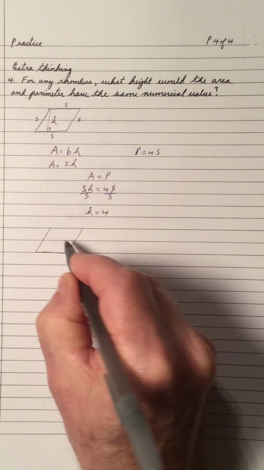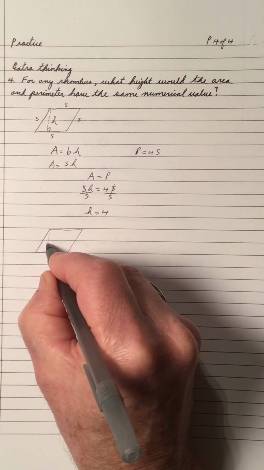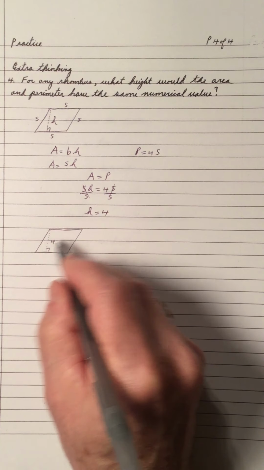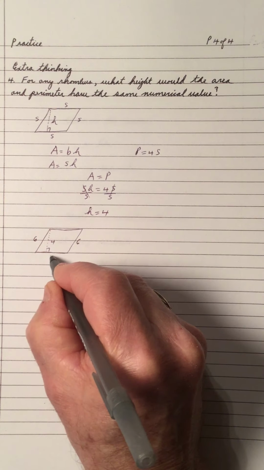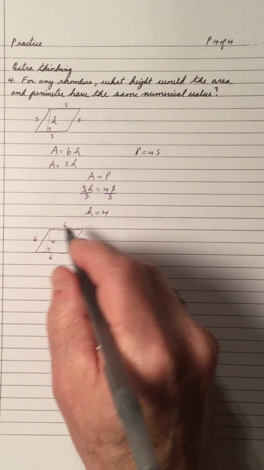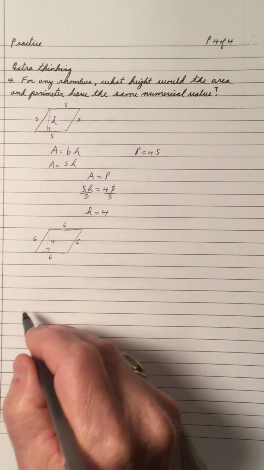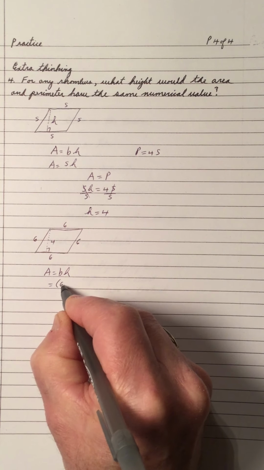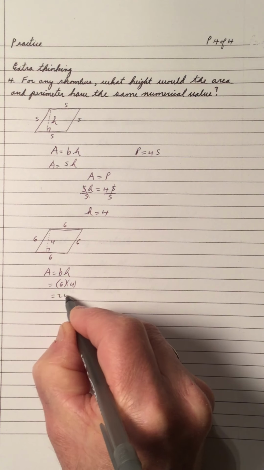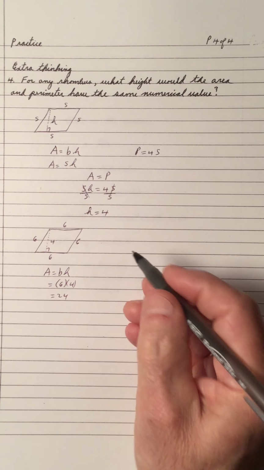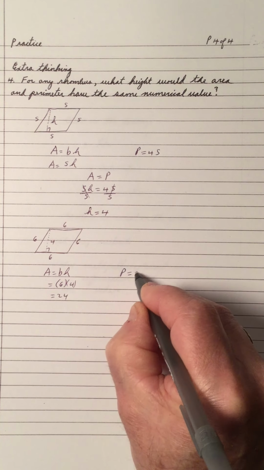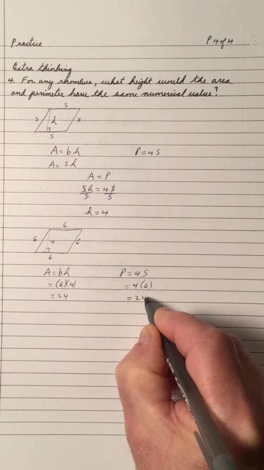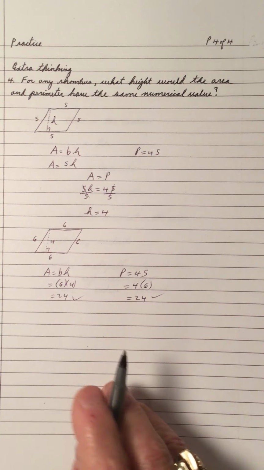And just to illustrate that, let's have a go at this. Let's make this height 4. And let's put whatever we want. Let's make this a 6, a 6, a 6, and a 6. So here's a rhombus with all sides equal with a height of 4. Let's work out its area. Its area is base times height. So base is 6, height of 4. So that's 24 square units. And the perimeter is 4S. So that's 4 times 6. So you can see that both of them are 24.